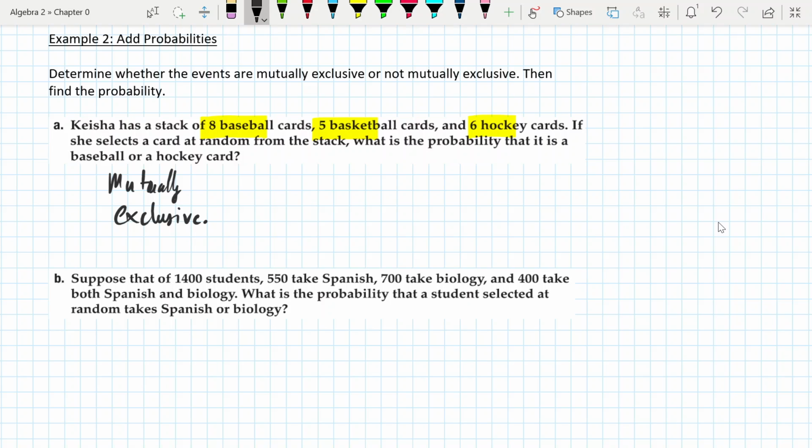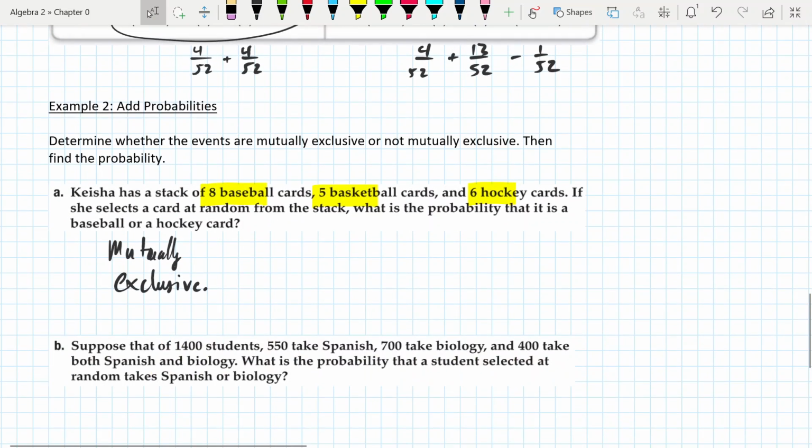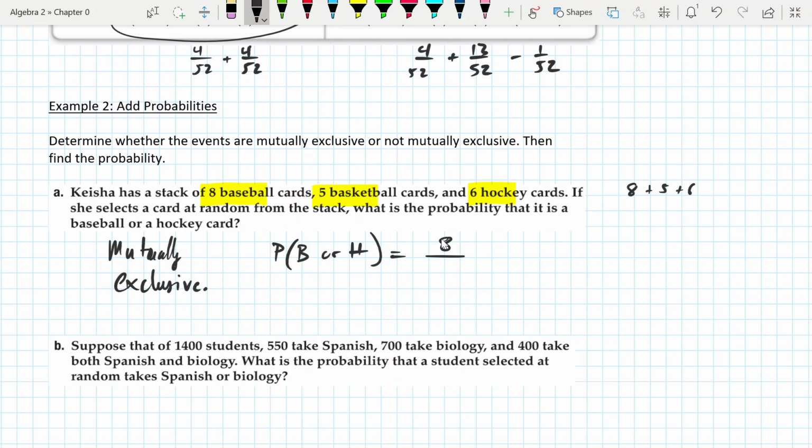Now that we know it's mutually exclusive, we know which of the two probabilities to use. So the probability of a baseball card or a hockey card. How many baseball cards are there? There's 8 baseball cards. How many cards total are there? 8 plus 5 plus 6, that's 14, that's 19. Plus, how many hockey cards are there? 6 over 19. Add those two up, you get 14 over 19. So that's the probability there.